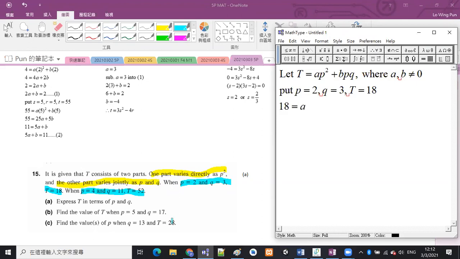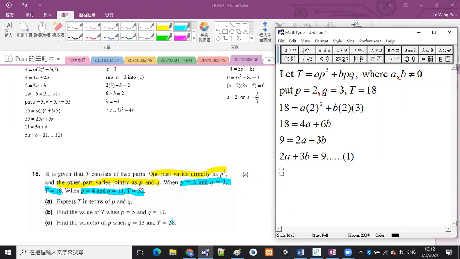So 18 is equal to A times 2 squared plus B times P, that is 2 times Q, that is 3. Okay, and then you simplify the numbers in each part first. 18 is equal to 4 times A plus 2, 3 becomes 6 times B. And then we just found that all numbers are even numbers. So we just divide every term by 2. So 18 over 2 is 9. And then 4A over 2 is 2A. 6B over 2 is 3B. And I will write the unknowns on the left-hand side and the number on the right-hand side. Okay, and label this to be equation 1.